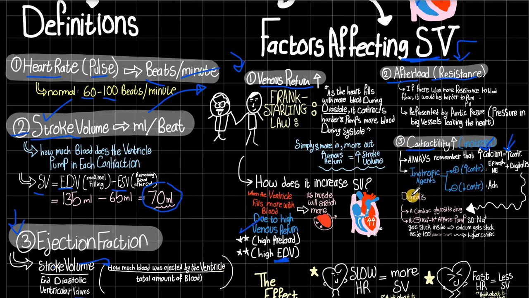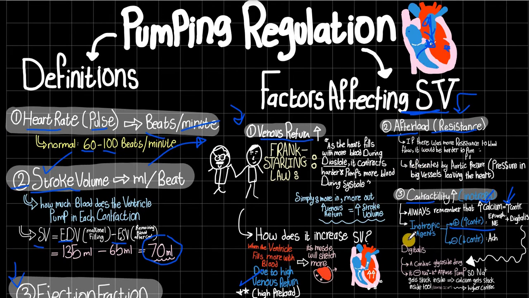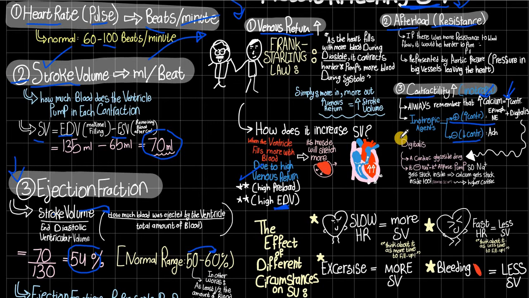So what are the inotropic agents that increase the contractility of the heart? The sympathetic nervous system with its norepinephrine and epinephrine will increase the contractility, and the parasympathetic nervous system will decrease the contractility. There's a very important drug, a cardiac glycoside, that is known as digitalis.